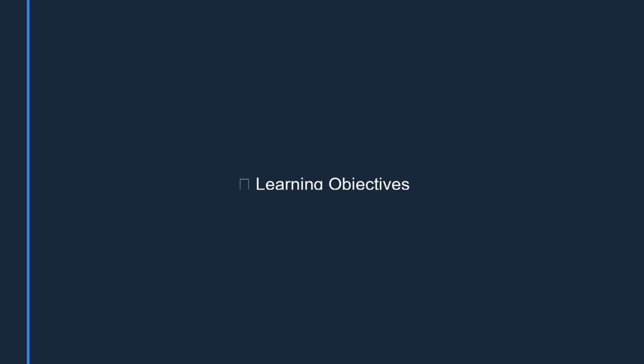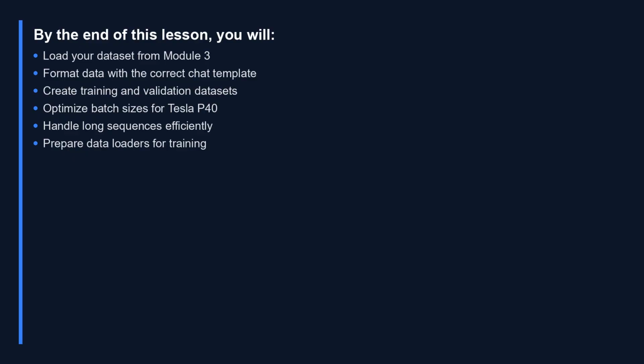Learning objectives. By the end of this lesson, you'll know how to load your Module 3 datasets, format them with the correct chat template, split them into training and validation sets, analyze token lengths to choose the right batch size, handle sequences that are too long, and build data loaders that feed your model efficiently during training. These aren't just setup steps. Each one directly affects how well your model learns.